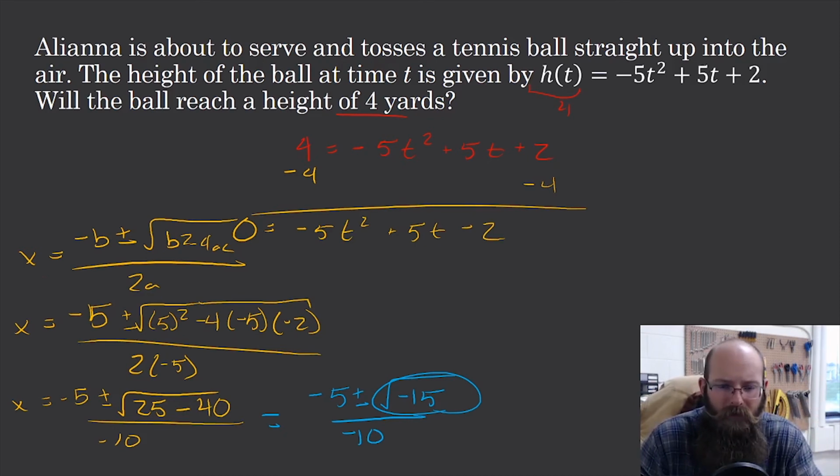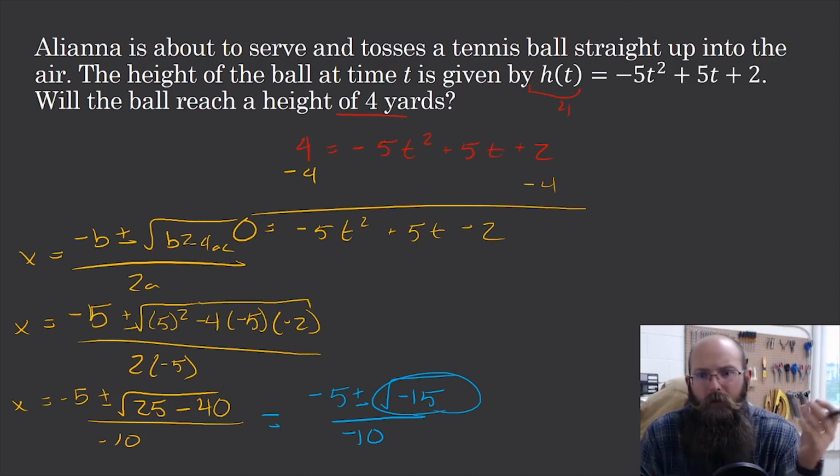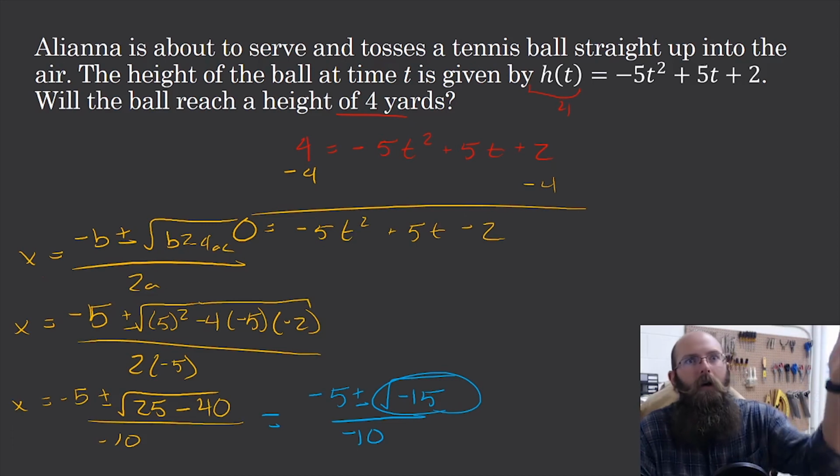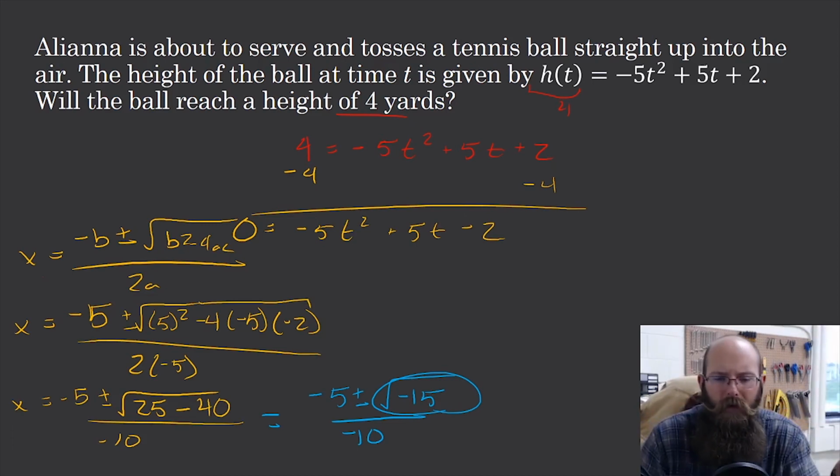If I can't have a non-real time, then obviously this isn't going to give me any kind of answer, like, at 5 seconds, you threw the ball up. It went up for 5 seconds. You hit 4, and then it came back down. No, not going to happen because my t value is going to be an imaginary number. So I'm just going to stop here. We're done. Can't go any further.